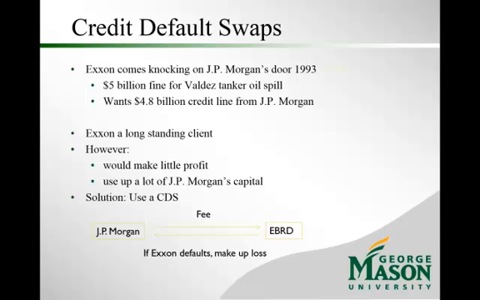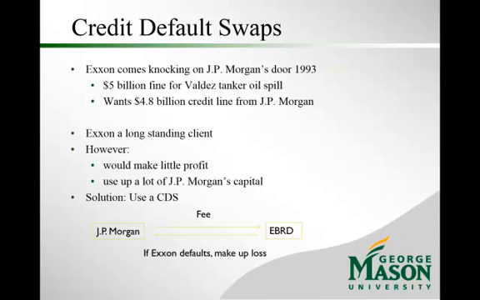They get a fee from Morgan to insure Morgan against default for Exxon. Morgan's happy because they're able to loan their big client the $5 billion and maintain good client relations. And Exxon's happy because they got the loan. So it looks like they've done a really good thing here. And in theory, they have. JP Morgan wanted less risk. EBRD wanted a little bit more risk, and they got some return for taking it on. JP Morgan got to satisfy a client, and Exxon got the loan that they needed. So in this case, everybody wins.